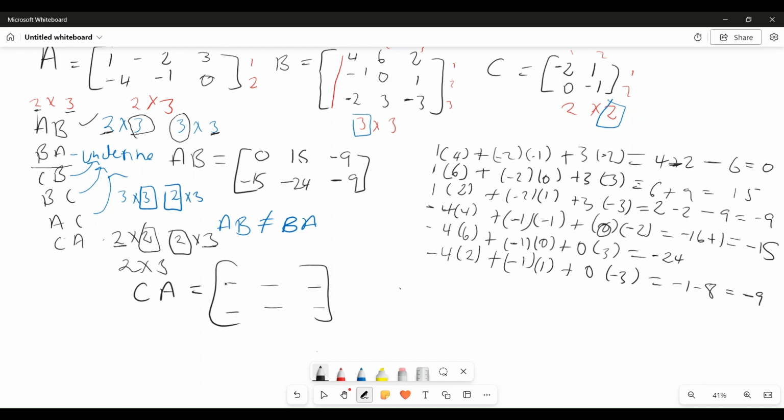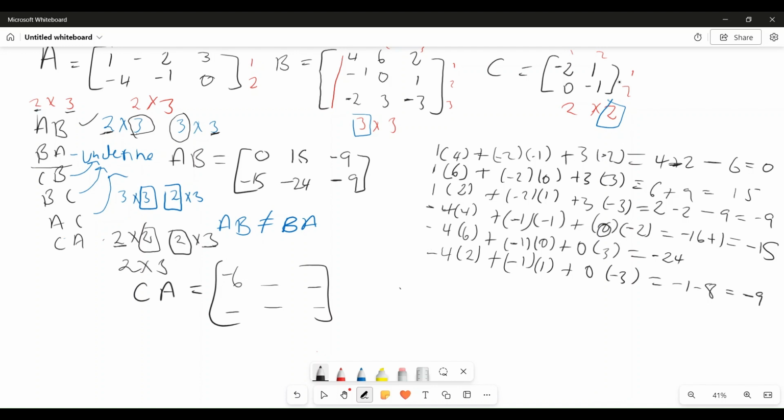Okay, so in the first entry, we are going to multiply this row with the first column in A. So minus 2 times 1, that's minus 2, and 1 times minus 4, that is minus 4. So minus 2 minus 4 is going to give us minus 6. Okay, so in the first entry there, we're going to have minus 6. Let me just erase that. So like that.